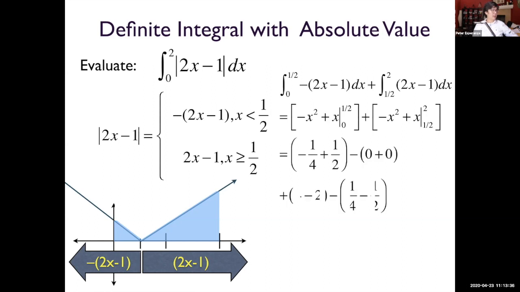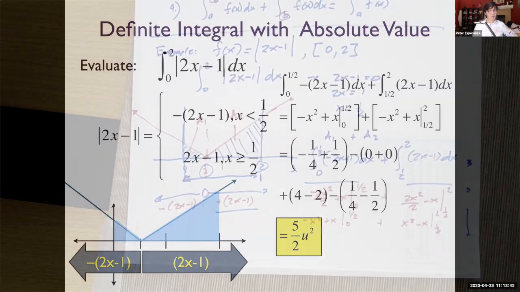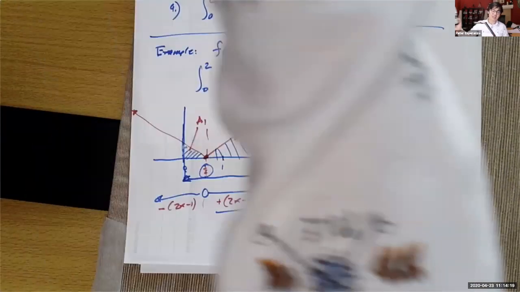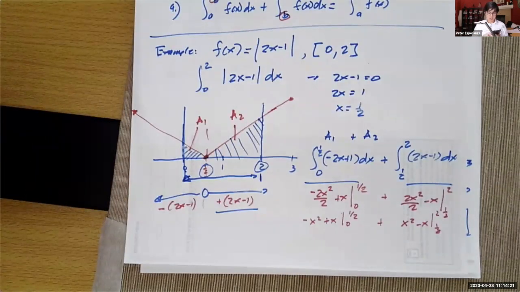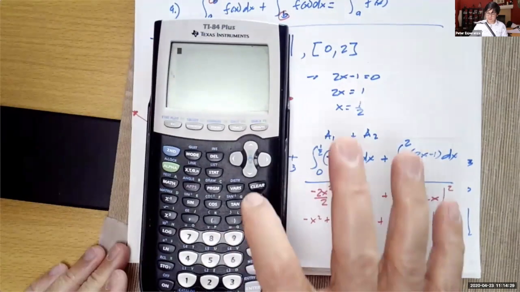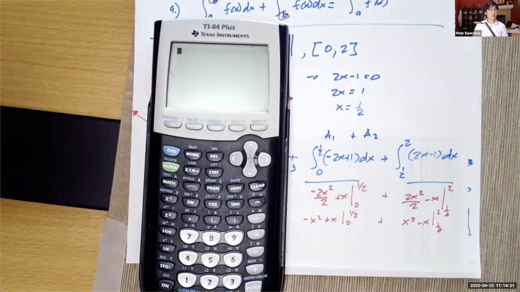And your answer should be 5/2 or 2.5. All right, so the 2.5. Now, do you have a graphing calculator? If you have a graphing calculator, I'm going to teach you how to use your graphing calculator to compute the definite integral. This is why the TI-84 is good at this. So using your TI-84, you can find the definite integral.